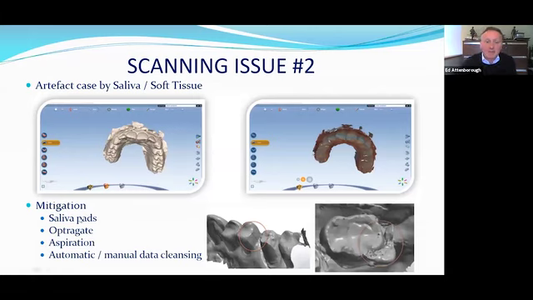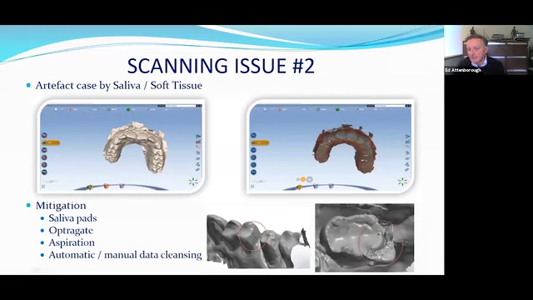So there are various mitigation, and they're mostly physical. You can use saliva pads, obviously. You can use Optigate, which a lot of people do. It makes it a lot easier. Obviously, use aspiration. And a lot of the software now has automatic data cleansing, and that is very powerful. It'll do it in real time as you're scanning around. And for areas where that might not be spot on, then you obviously can do manual data cleansing as well, lassoing areas and removing them.